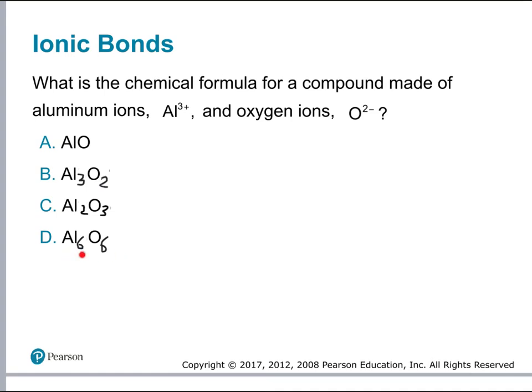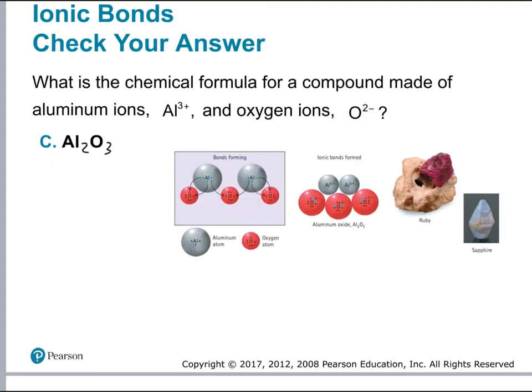Well, obviously it's not going to work, because 6 times 3 would be 18, and 6 times 2 is 12, so there's no way that they could balance. This one is the only one that could balance. And so this would be our answer, Al2O3, because the 2 aluminum atoms would give us a positive 6 charge, and the 3 oxygen ions would give us a negative 6 charge, and we know that positive 6 plus negative 6 cancels back to 0.